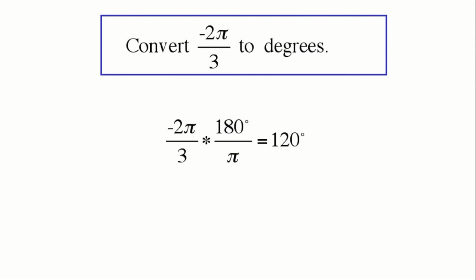Another question is to convert -2π/3 to degrees. First we converted degrees to radians. Here we need to convert radians to degrees. So -2π/3, if we have to convert radians to degrees, we multiply it with 180/π. So -2π/3 × 180/π, π gets cancelled. So by calculation we get 120 degrees.